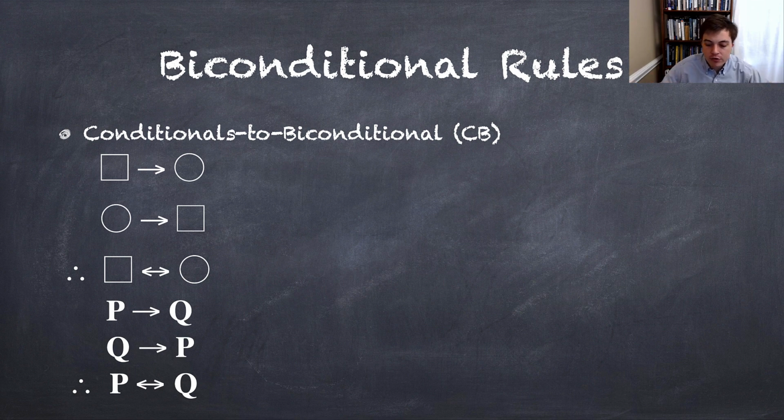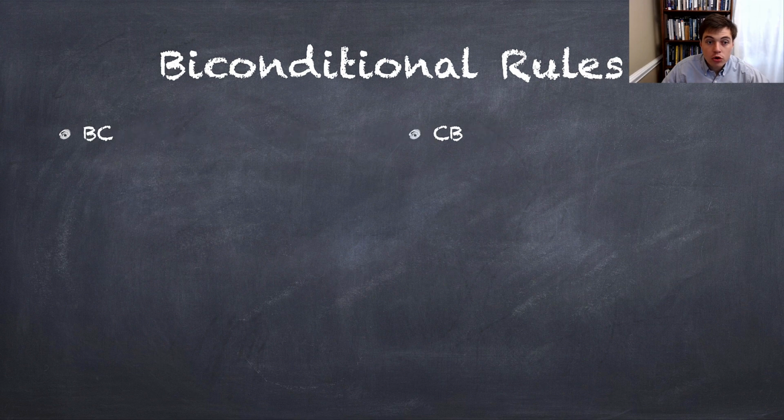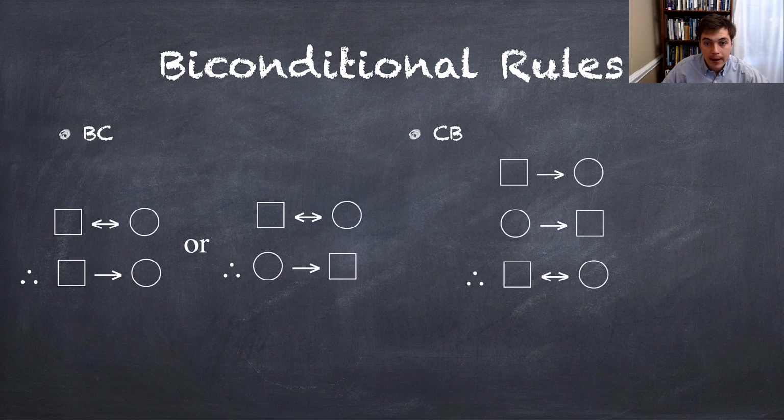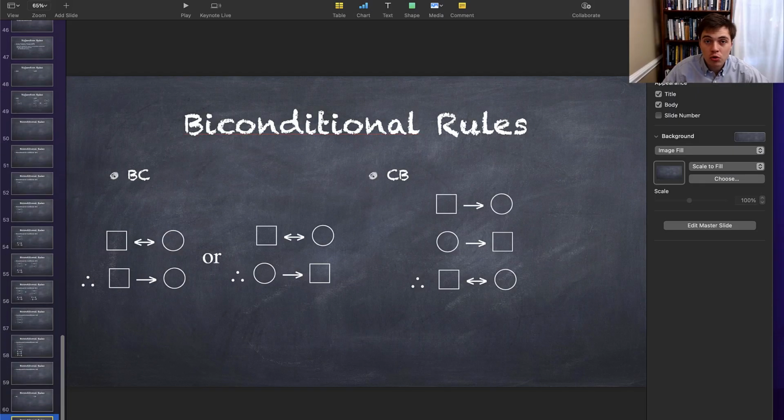And again, this makes sense given the meaning of a biconditional. We could do the truth tables to prove it. I'm not going to do that in this video. I trust you get it. So those are our two rules for biconditional, BC and CB. Don't confuse them, they're different. Those are our new rules.